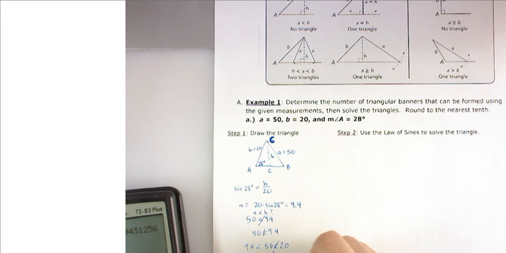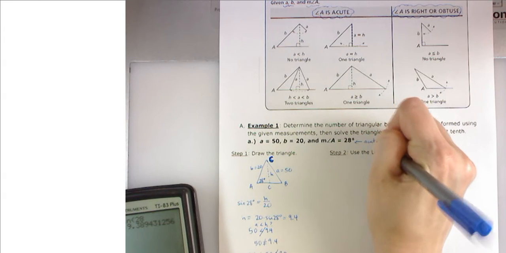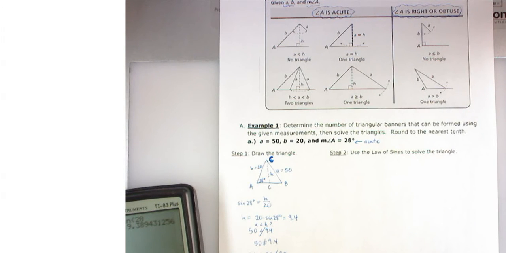Okay, and the only reason why I use this side is because angle A is acute. So remember, it's acute if the angle is less than 90. Also, if you have an obtuse angle, remember the other two have to be acute. So we can use the law of sines to solve the triangle.